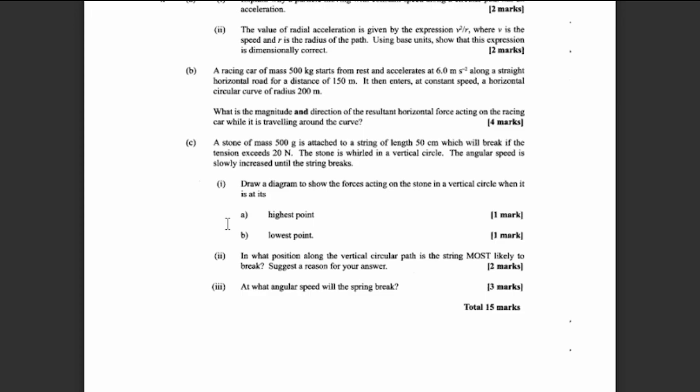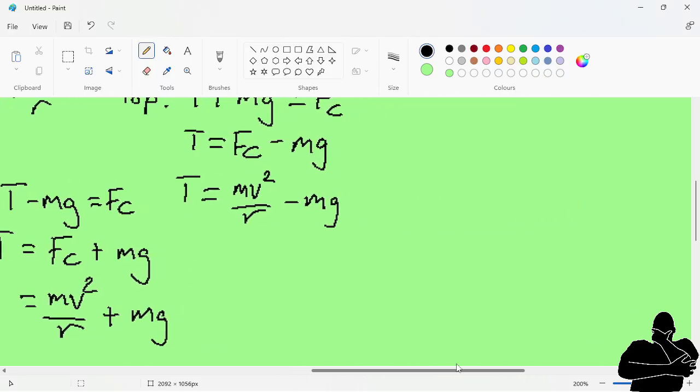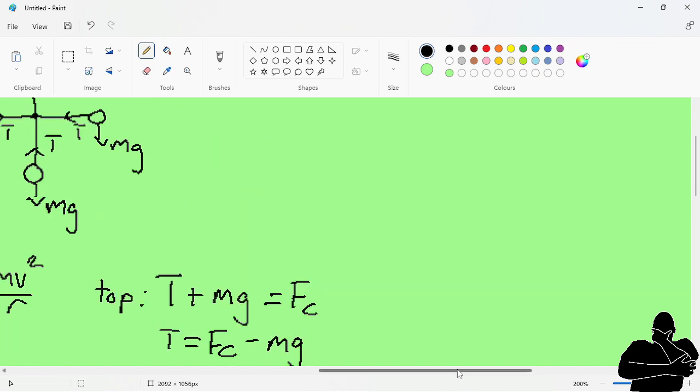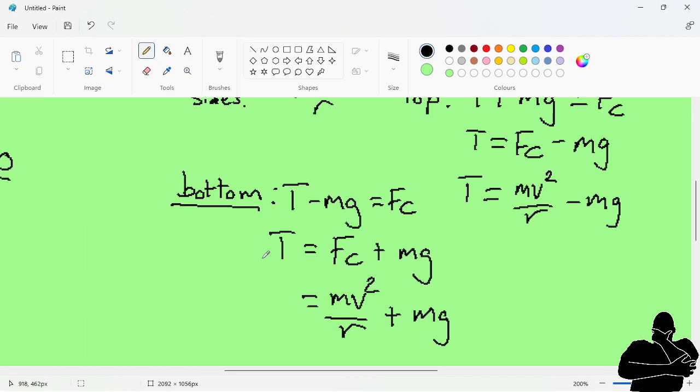Now the question goes into one last part. It says, at what angular speed will the string break? It says spring, but it's supposed to be string. Let's figure that out right now. How would we find the angular speed at which the string would break? Well, remember at the previous part of the question, we said that the string is most likely to break at the bottom. And at the bottom, tension would be equal to Fc plus mg, which is mv squared over r plus mg. This is the equation we're going to use to find that angular speed.